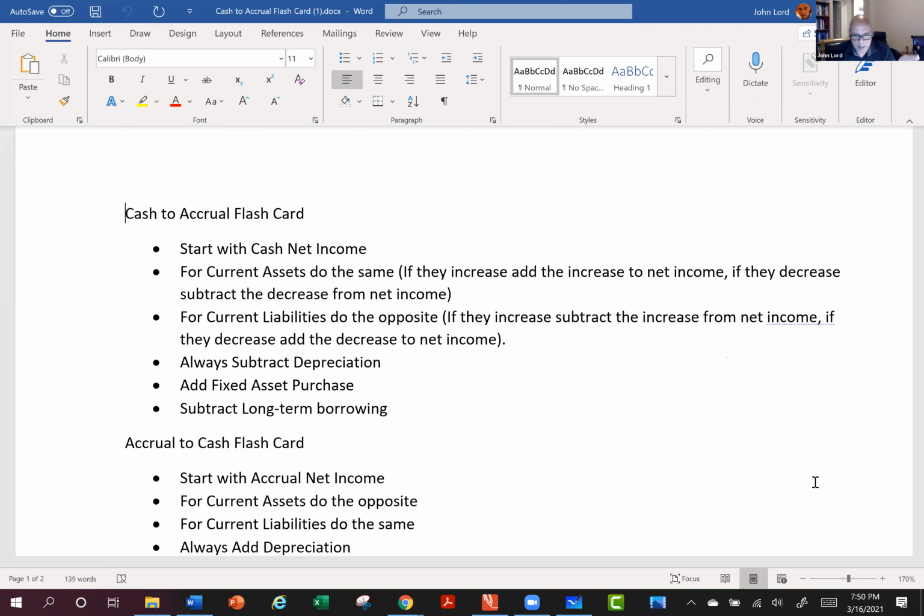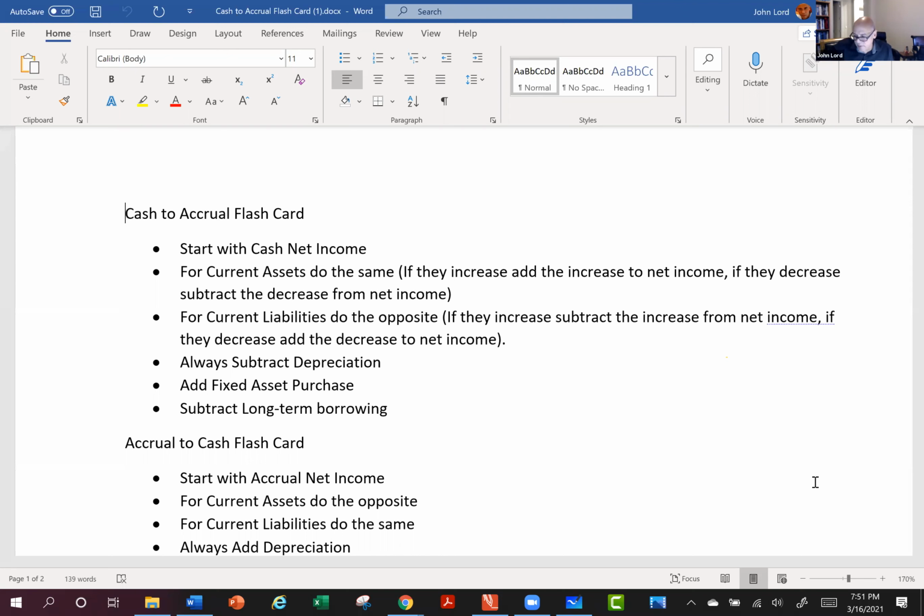As an expense, but purchasing a fixed asset is not an expense for accrual, so you have to add it. If there's long-term borrowing, subtract that from cash net income to get accrual net income, because borrowing doesn't generate revenue, but under cash basis, you borrowed some cash, they're going to treat that as though it were a revenue. Okay. So again, this is how you're going to do every single one of these problems.